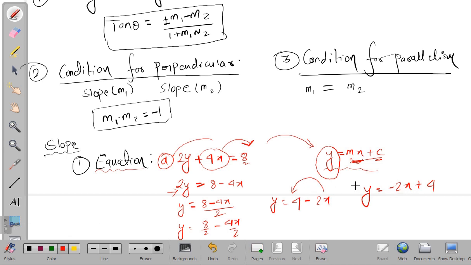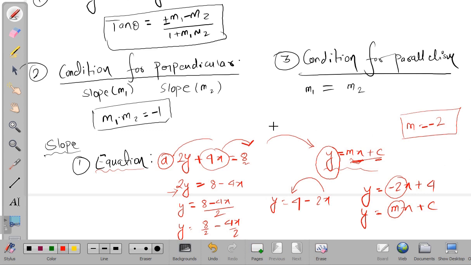Okay, now let us see. Finally this equation is in the form of y equals mx plus c. If I simply write y equals mx plus c, here you can see in place of m, what I have got is negative 2, right? m equals negative 2. This is our slope. This is how we find the slope whenever the equation is given, by using slope intercept form.